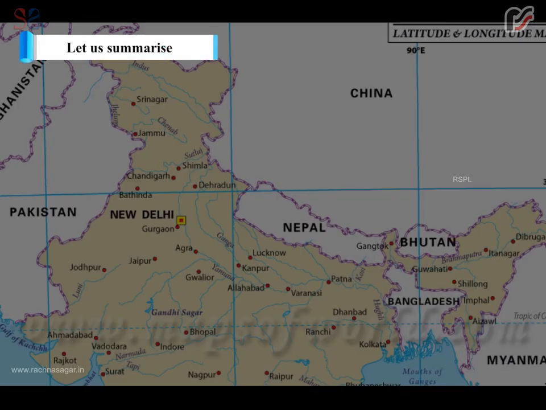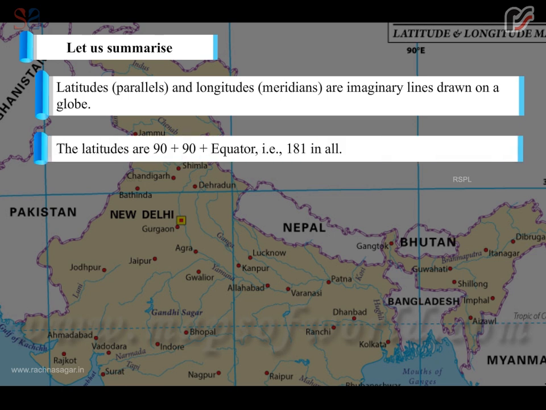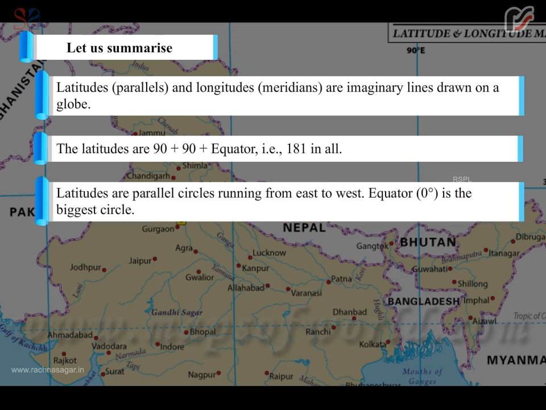Let us summarize. Latitudes, parallels, and longitudes, meridians, are imaginary lines drawn on a globe. The latitudes are 90 plus 90 plus equator, that is 181 in all. Latitudes are parallel circles running from east to west.